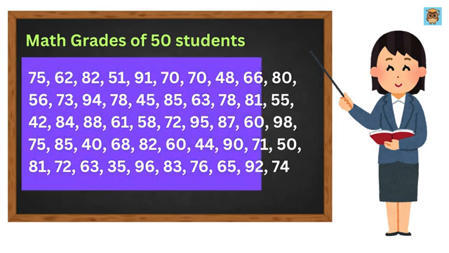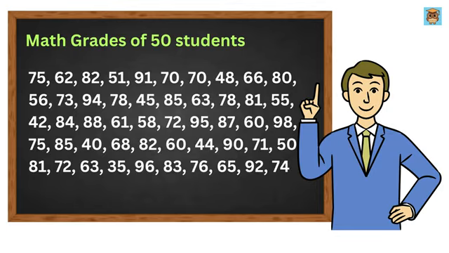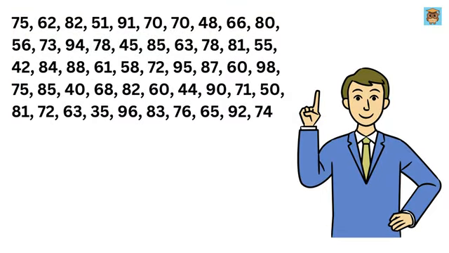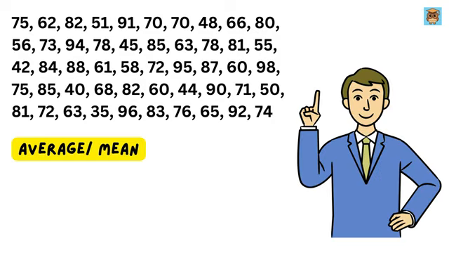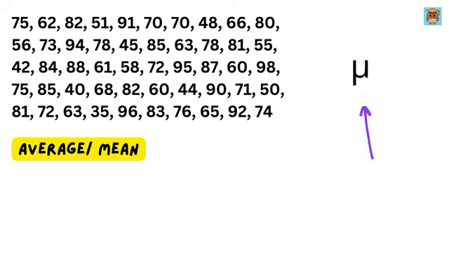Now, instead of going through all 50 marks one by one, you need a single number that represents the overall performance of the class. To find this, we calculate the average, also called the mean. This gives us a central value, a quick way to understand where most students stand. We use this symbol to represent mean. But how do we find it?